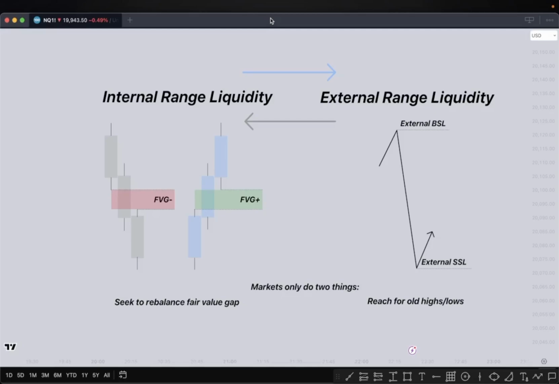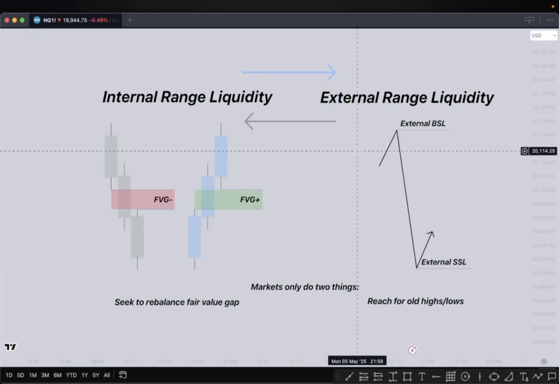Yo, what's going on? This video is going to be over internal range liquidity to external range liquidity and basically their relationship, right? So what is internal range liquidity? Well, this is going to be in the form of fair value gaps, right? This is our bearish fair value gap right here. And then we have our bullish example right here.